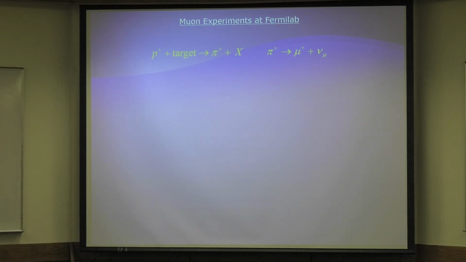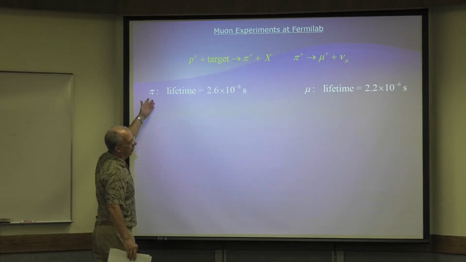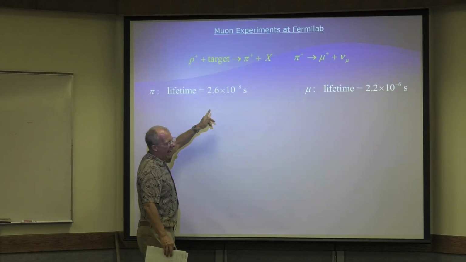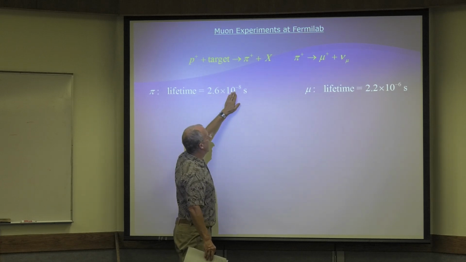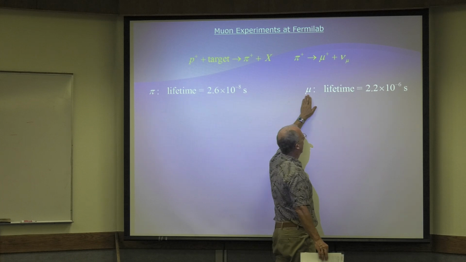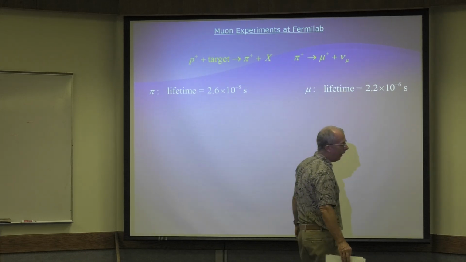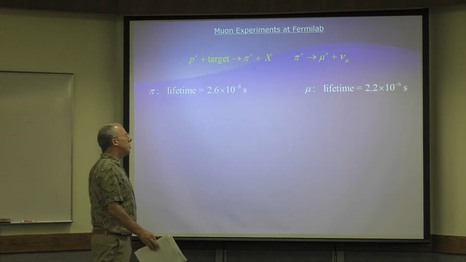Okay, now, here's the thing. Pions are unstable. They only live, on average, 2.6 times 10 to the minus 8 seconds. Muons, we already talked about, are unstable. Average lifetime, 2.2 times 10 to the minus 6 seconds. Okay? So this is an experiment.